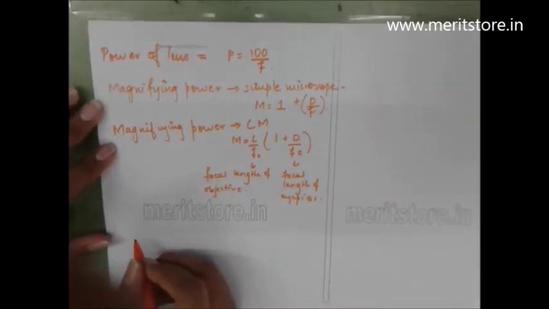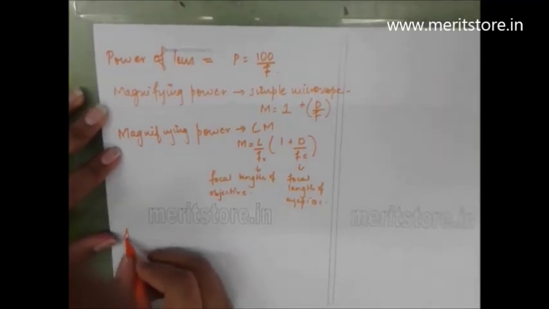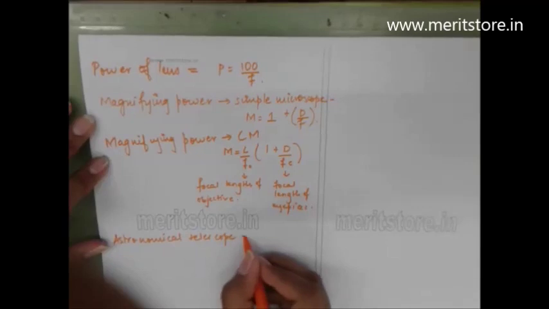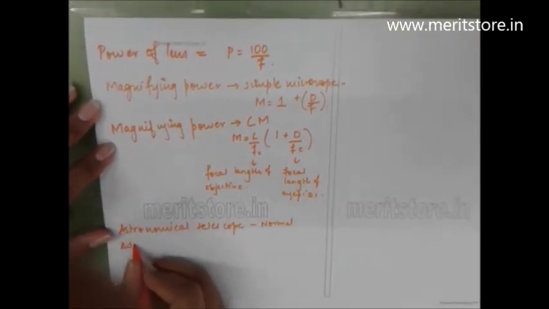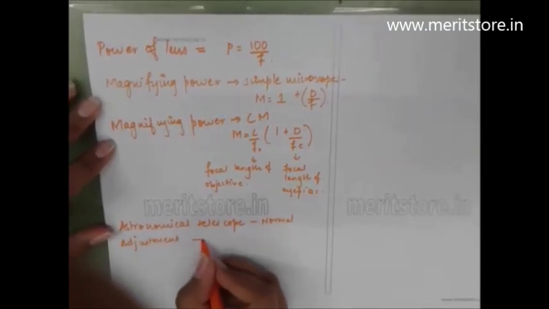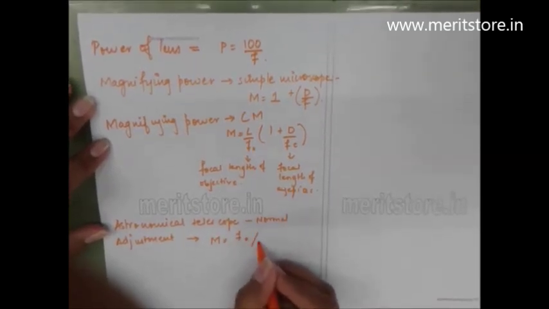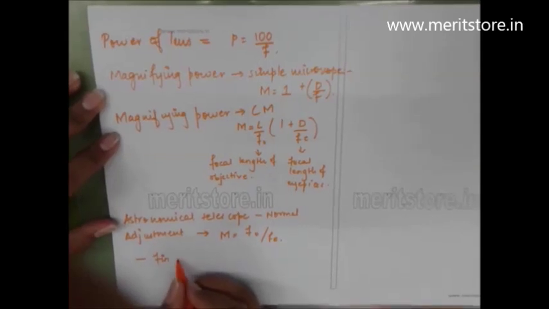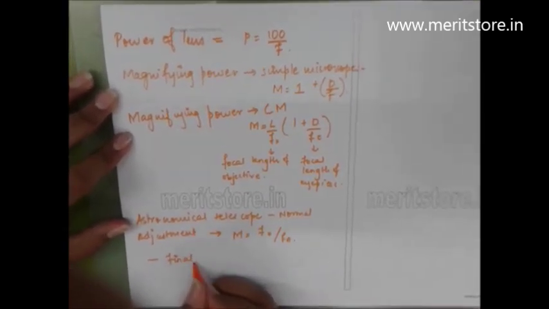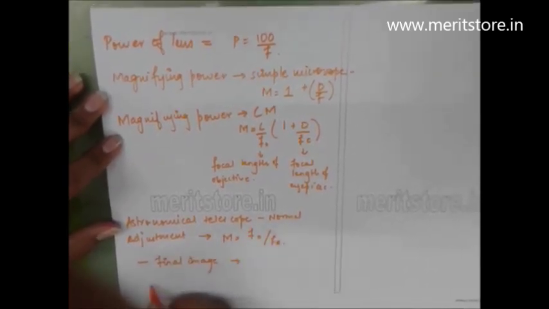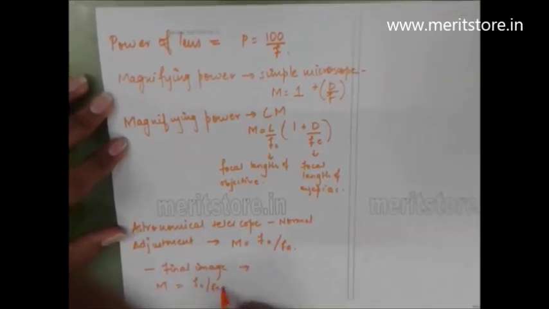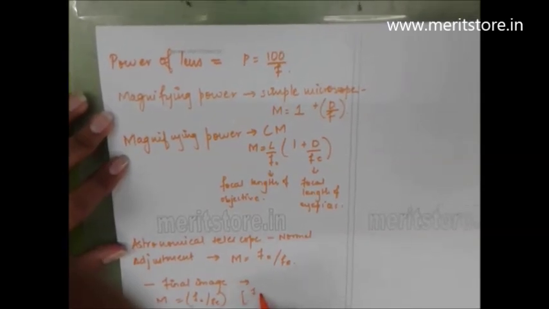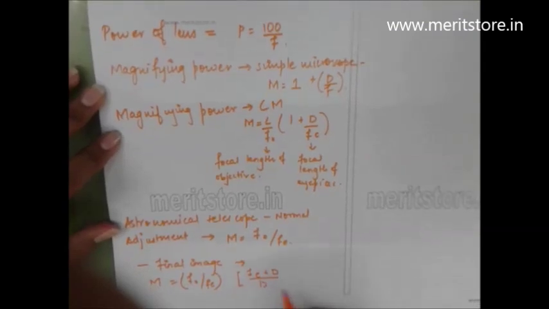The magnification of astronomical telescope in normal adjustment is given as m is equal to f0 divided by fe. The magnification of astronomical telescope when the final image is formed at the distance of distinct vision is given as m is equal to f0 divided by fe multiplied by (fe plus d) divided by d.